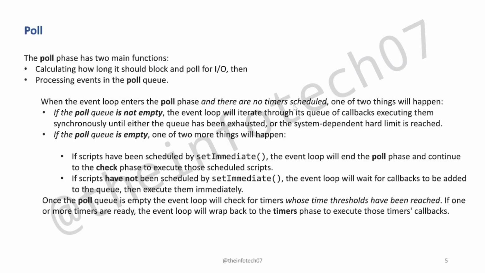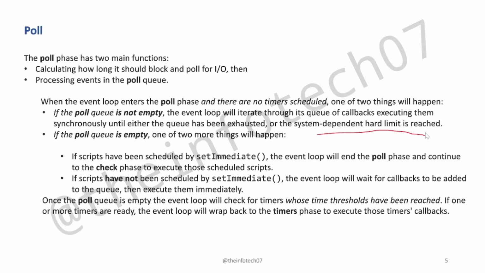If the poll queue is not empty, the event loop will iterate through its queue of callbacks, executing them synchronously until either the queue has been exhausted or the system-dependent hard limit is reached. The hard limit depends on your system, like the resources of your server or local machine. So it decides the hard limit number based on your system resources, and it is not fixed.